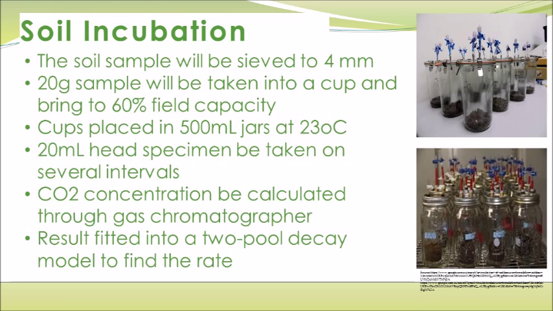The intended incubation method is to determine turnover dynamics of carbon pools. The soil sample will be sifted to 4 mm to remove the gravel, roots and above ground biomass. An amount of 20 gram of sieved sample will be placed into a cup and will be brought to 60% field capacity using deionized water. The cups will be placed into a 500 milliliter canning jar in a dark place at 23 degrees Celsius temperature.